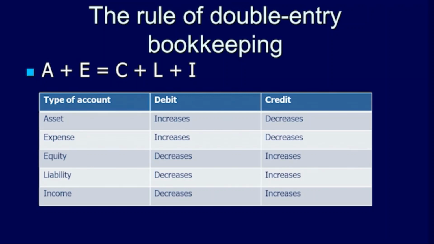Capital increases credit, capital decreases debit. Income increases credit, income decreases debit. Liability increases credit, liability decreases debit.